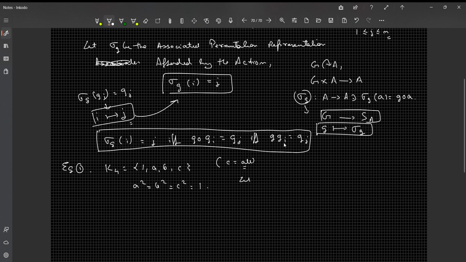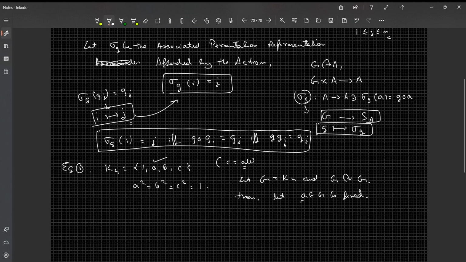So let G be equal to K4 and G acts on itself. As I said, this very action is also called the left regular action of G on itself. Okay? So G equal to K4 and G acts on itself. Then let A in G be fixed. Okay, this A is this element A.